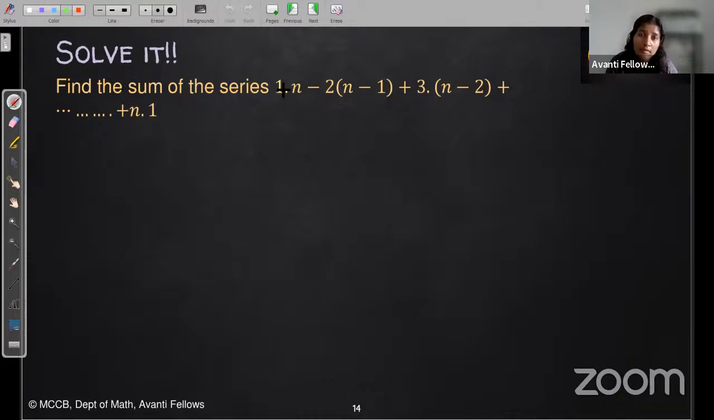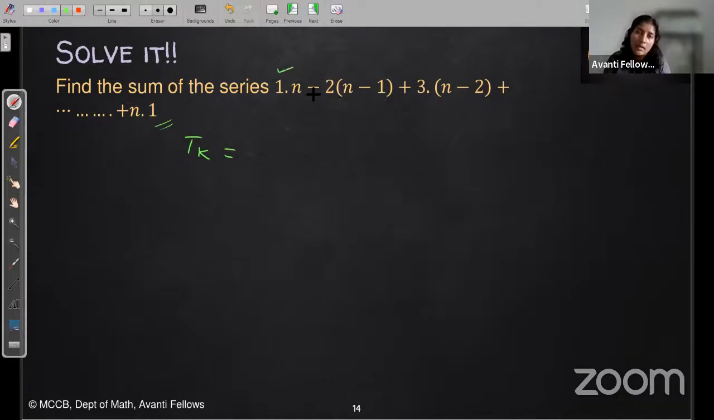Find the sum of the series 1 into n minus 2 into n minus 1 plus 3 into n minus 2 plus so on up to n into 1. Now, to find the sum of any series, first we have to use summation. If you want to find the sum of the series, we have to find the rth term or kth term, some general term. So now let's try to find the general term.